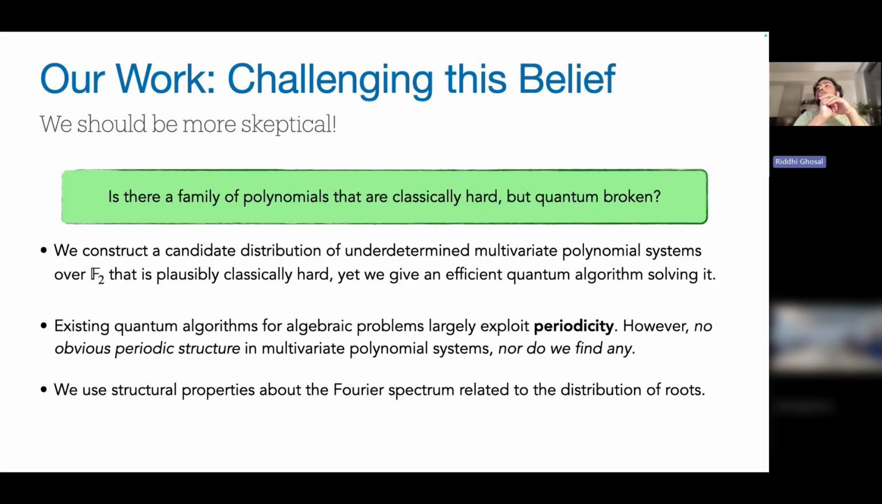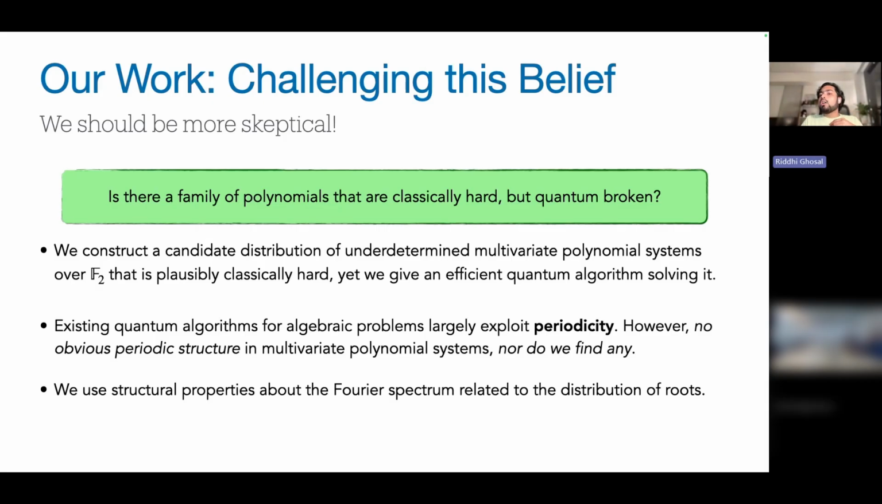Right. Good question. So what we are showing is that we are giving you a family of polynomials, and we cannot reduce it to any other, let's say, widely believed or standard hard problem. We just conjecture that this problem itself is classically hard because we threw a bunch of attacks at it, pretty much all the tools that we know so far, and none of them seem to be working, right?